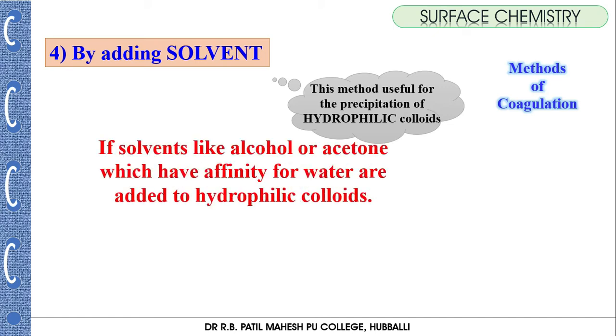If solvents like alcohol or acetone, which have affinity for water, are added to the hydrophilic colloids, see what happens. Alcohol or acetone is going to form hydrogen bond with the solvent medium, the dispersion medium, that is nothing but water. As a result, colloidal particles are coagulated due to dehydration.